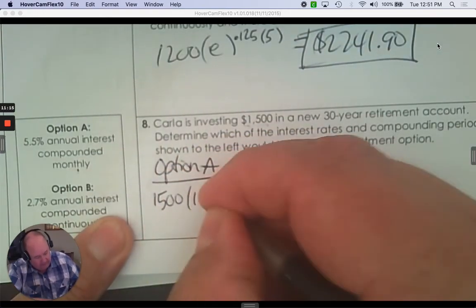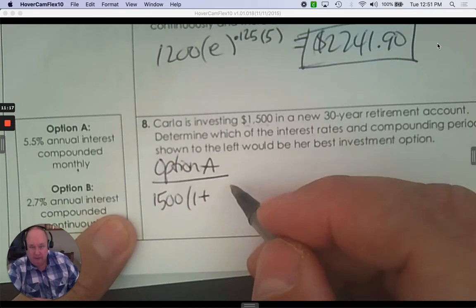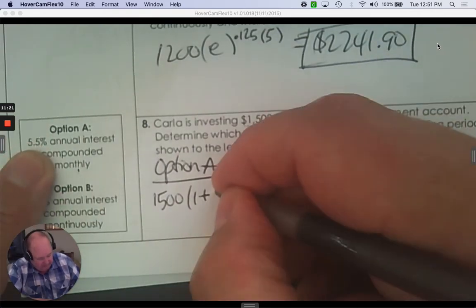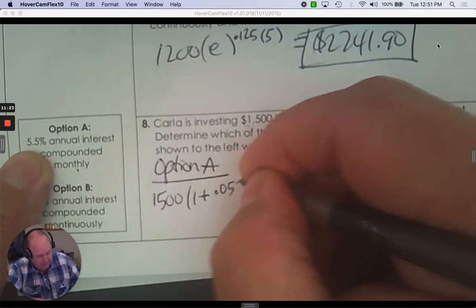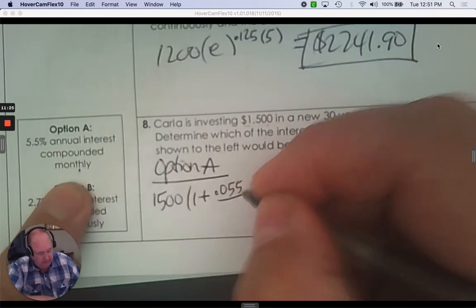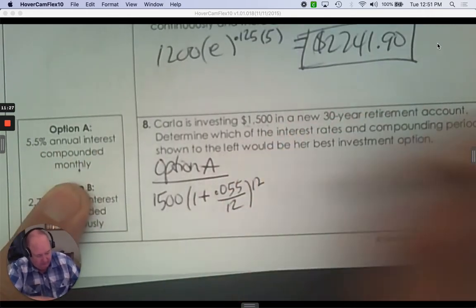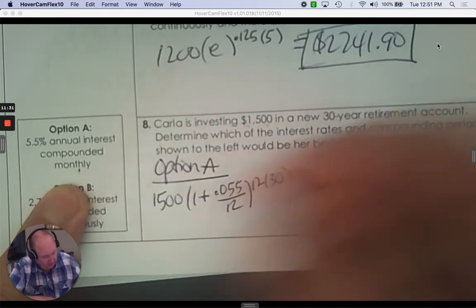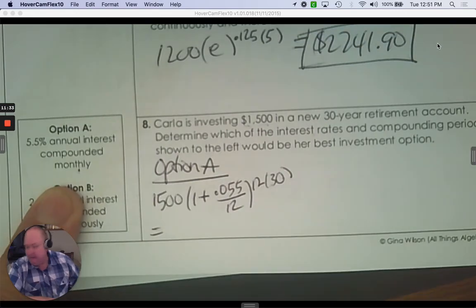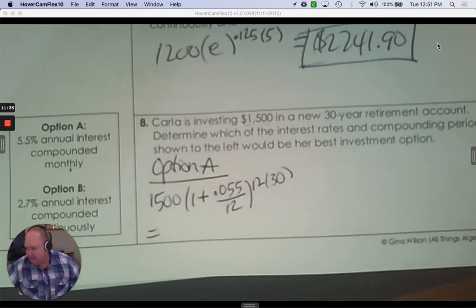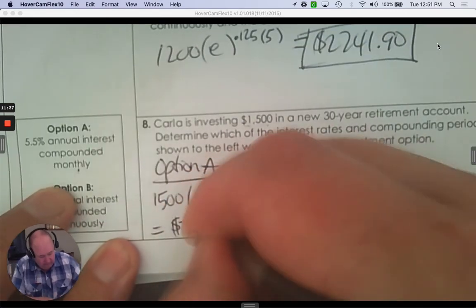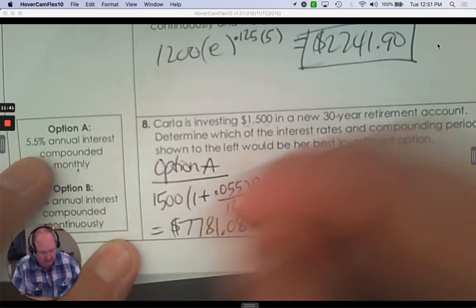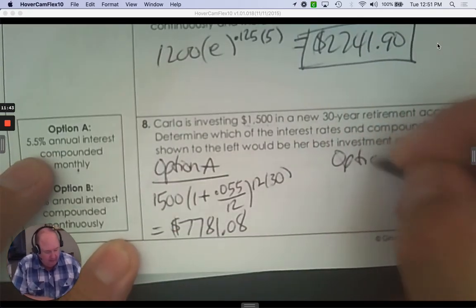If it's compounded monthly, then this is the formula we use. The interest rate is 5.5%, so move the decimal. Compounded monthly means 12 times a year. And then it's for 30 years. So there's option A. Put that in your calculator. And you get $7,781.08.